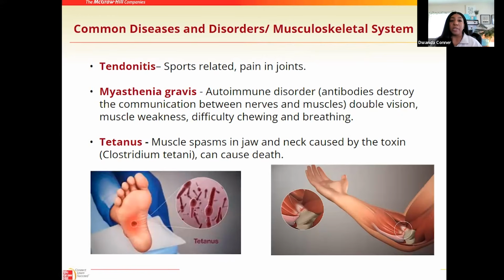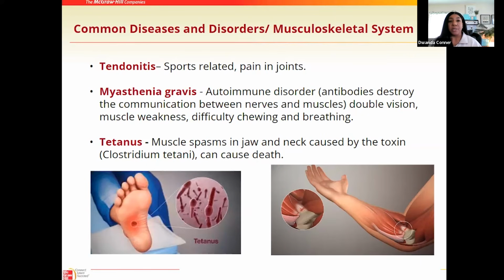associated with sports-related injuries or pain that can occur within the joints, within the tendons. Inflammation of the tendons. We do have relief for this. A short period of time, maybe the patient might have to have some rest. Small at-home treatments will rectify tendinitis.